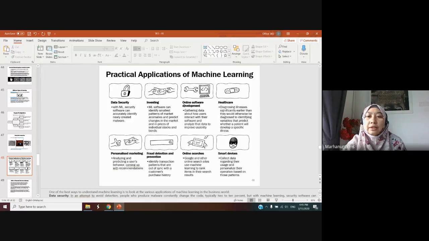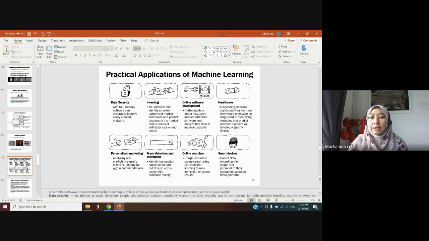Okay, they will identify, they will find the pattern, they analyze the data. Healthcare: diagnosing illnesses significantly earlier than they would otherwise be diagnosed, to identify variables that predict whether a patient will develop a specific illness or not. So maybe for the medical checkup, the doctor can use any software or any technology that can detect the possibility of us having a certain illness.